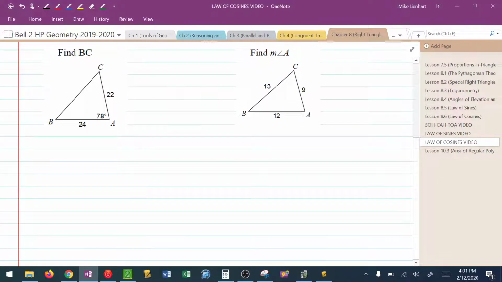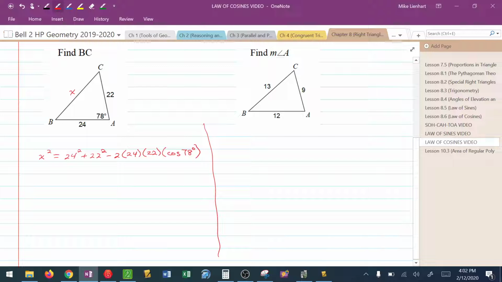law of cosines properly. In this first problem, they want me to find side BC, which I'm going to call X. In order to find BC, I'm going to write down the law of cosines that says X squared is equal to 24 squared plus 22 squared minus 2 times 24 times 22 times the cosine of 78 degrees. Now we're going to come back and we're going to look at how the calculator helps me to do this.